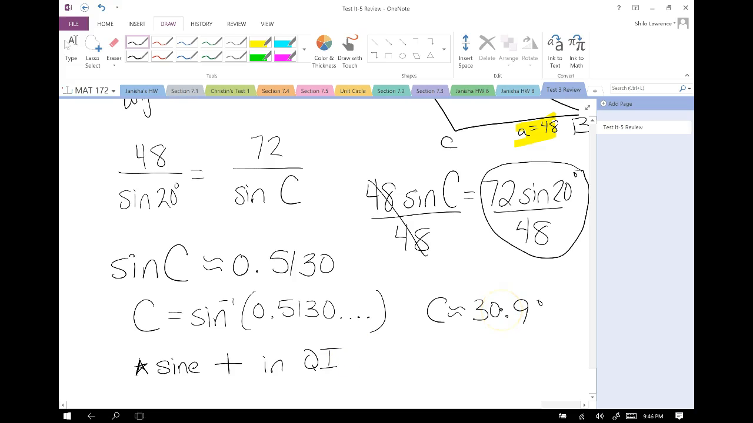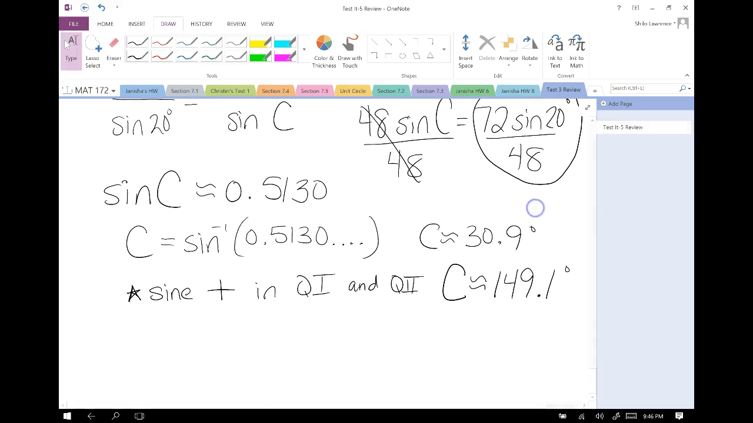So they might have just given me a reference angle. So I need to subtract that from 180 and see if that's also a possibility. See if that somehow can also make this triangle work. So it might be possible if I subtract 30.9 from 180, let's see, 149.1. C might be 149.1. Now, the way that I'm going to know this is if there's anything left to make angle B.